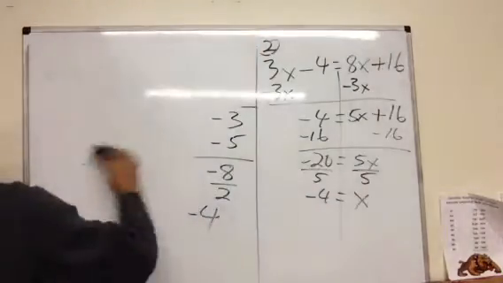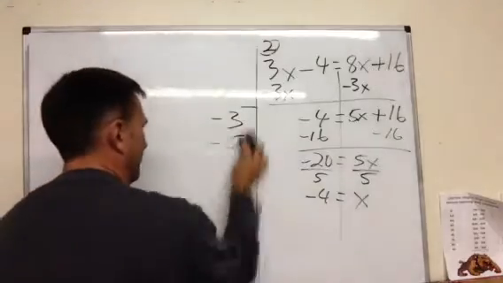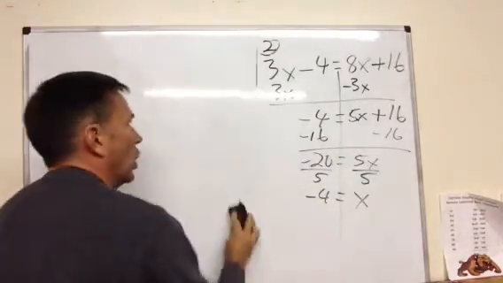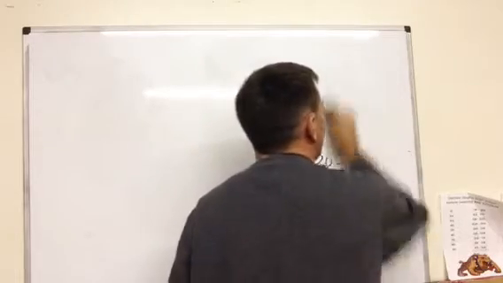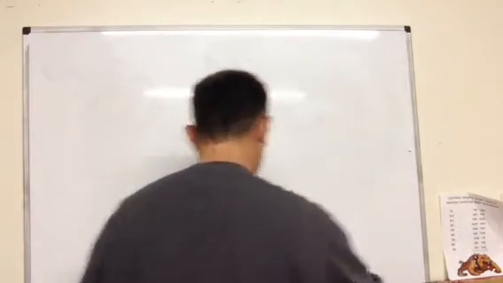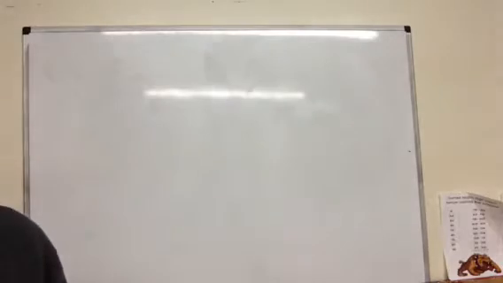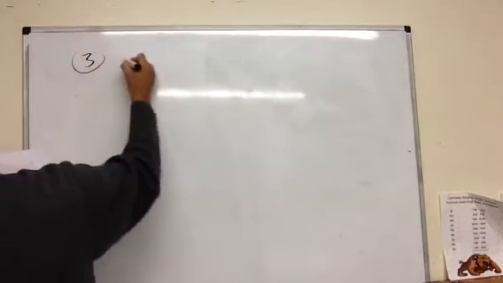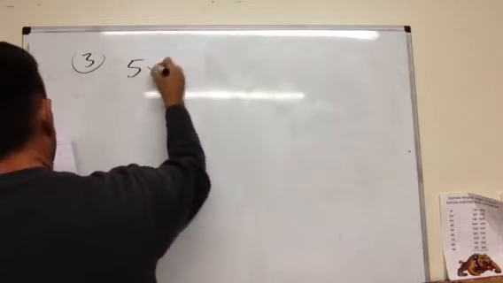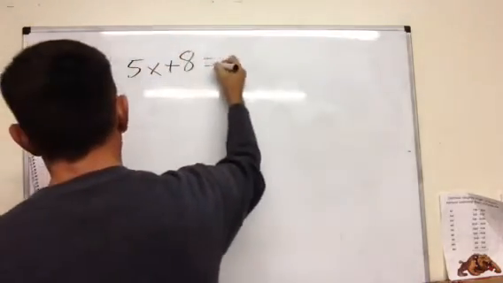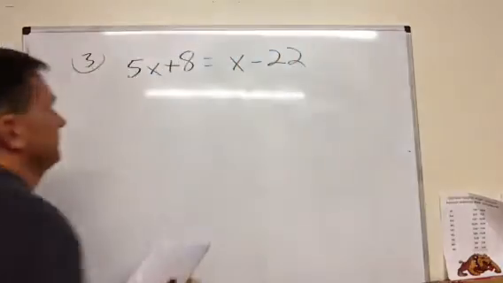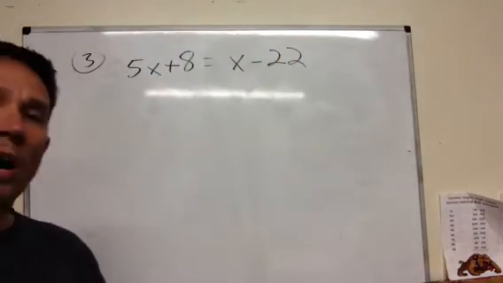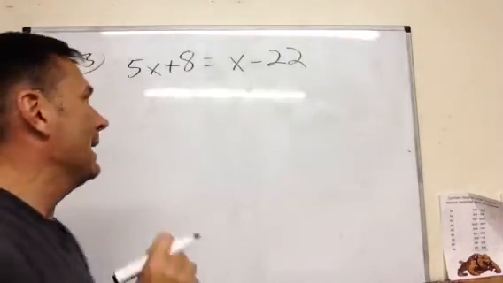All right, we're going to work on 2 more problems. Again, look back on these 2 problems that you did, and I'm going to give you some time to solve this. So after I put this problem down, I want you to try it. So here's problem number 3. 5x plus 8 equals x minus 22. So pause the video right now and you try it.